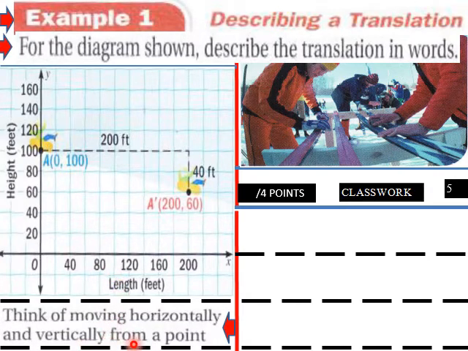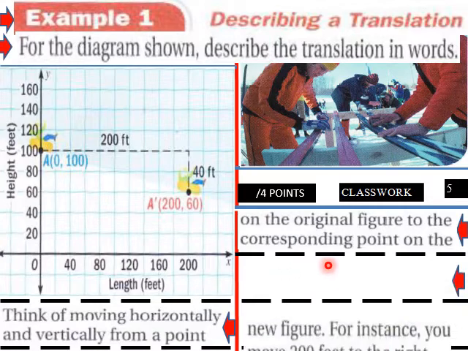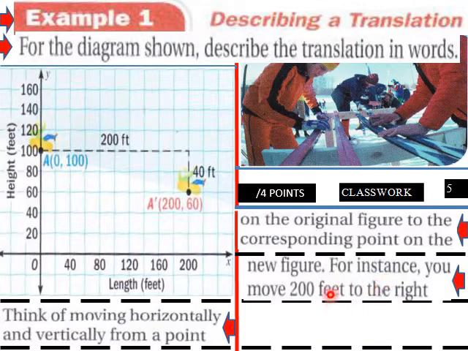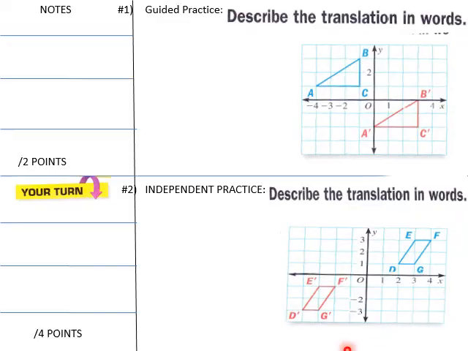So what went on? Think of moving horizontally and vertically from a point on the original figure to the corresponding point on the new figure. So for instance, you move 200 feet to the right and 40 feet down. So 0, 100 to reach A prime, which is 260. That would be the situation there.